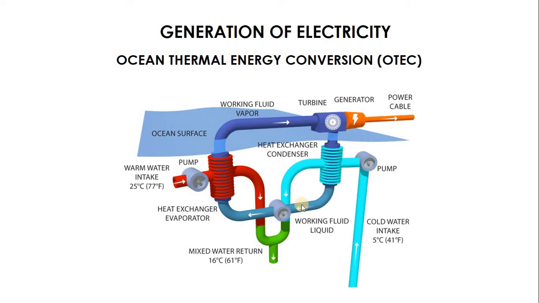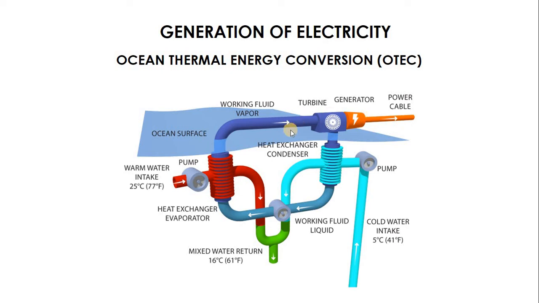So what happens? The ammonia is pumped into this heat exchanger. When the ammonia gets here, because the temperature here is around 25 degrees Celsius, it's converted to steam or vapor ammonia. So the ammonia vapor goes to drive the turbine coupled to a generator to generate electricity.